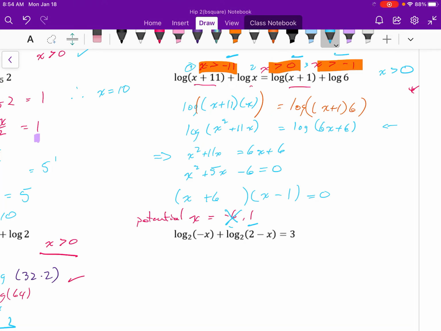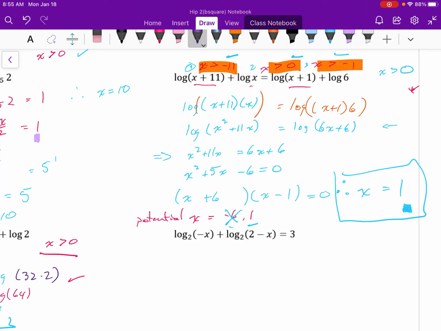So minus 6 can be excluded because x is not greater than 0 for minus 6. So therefore, there's only one solution, and that's x is equal to 1. All right, my apologies about those restrictions. I'll try to do a better job of this next one.